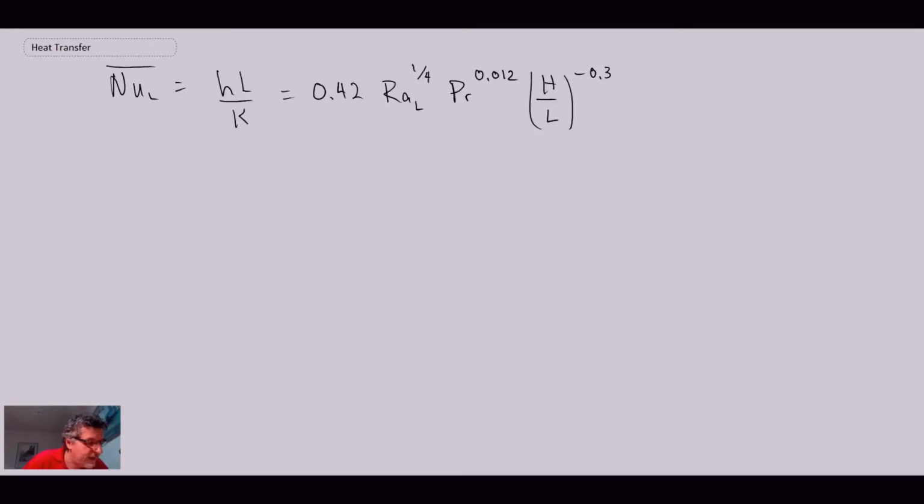So we can plug in the values, and I'm going to take the k over L over, so I'm going to isolate for h on the right hand side. I'll write out explicitly what all the values are.